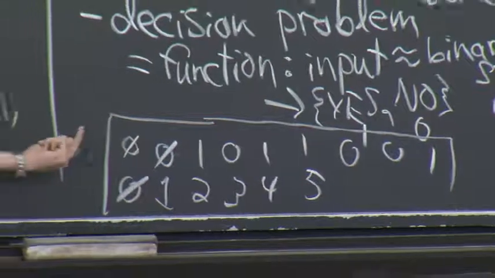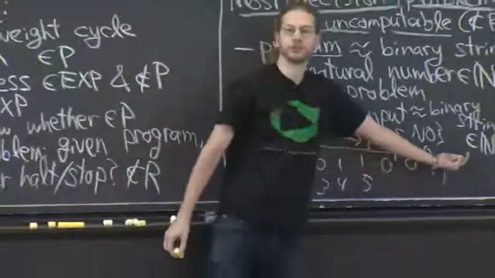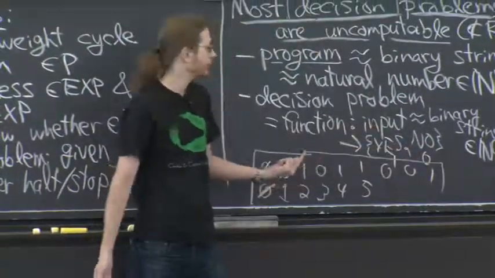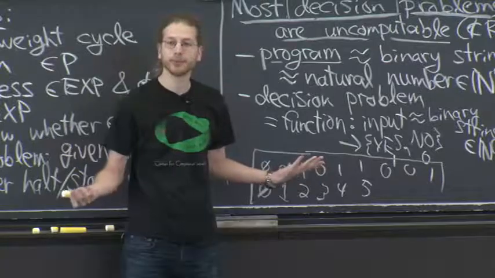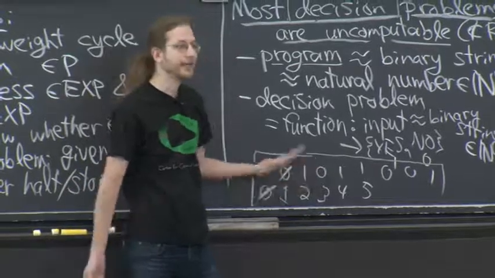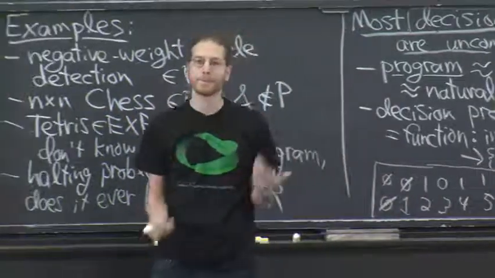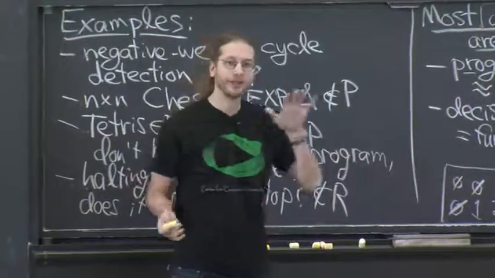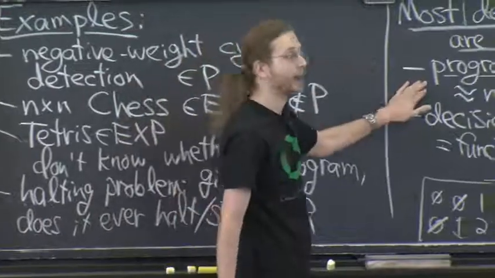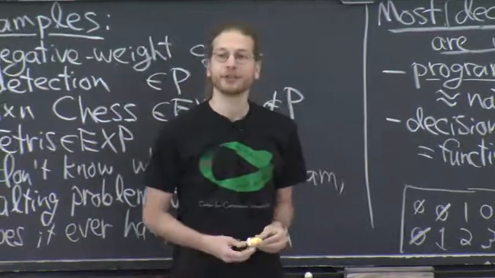What we have here is an infinite string of bits. Each of them could be 0 or 1. It would be a different problem each time, but they all exist. Any infinite string of bits represents a decision problem. They're the same thing. So a decision problem is an infinite string of bits. A program is a finite string of bits.